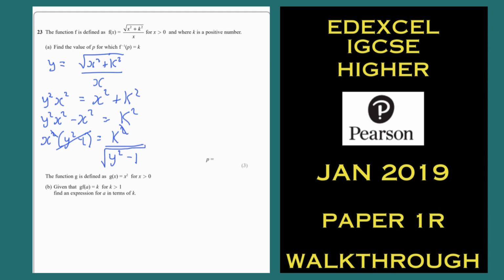Now you might say, oh, I'm done now. No, you haven't, I'm afraid. Firstly, you've got to flip the x's and the y's. When you find an inverse function, you need to flip the x's and the y's around. So actually, your inverse function is root of x squared minus 1.